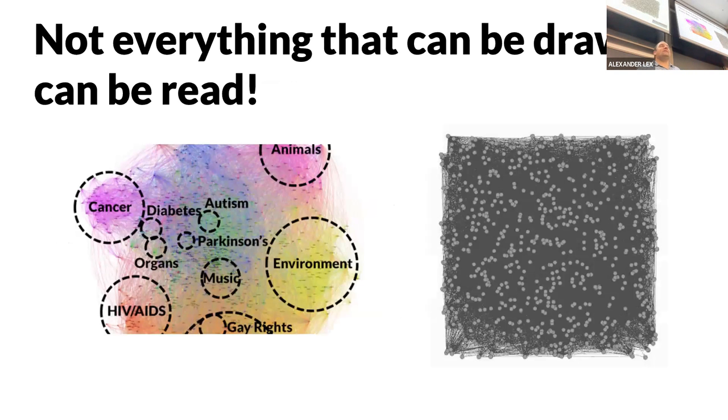Not everything that I can plot is actually possible to read. Here are two examples of network visualizations that are nonsensical, right? I don't learn anything about the structure of the network. It's just overplotted. The only thing is, okay, these networks are big. But that's basically it. So there are limits to what we can create when we create visualizations.